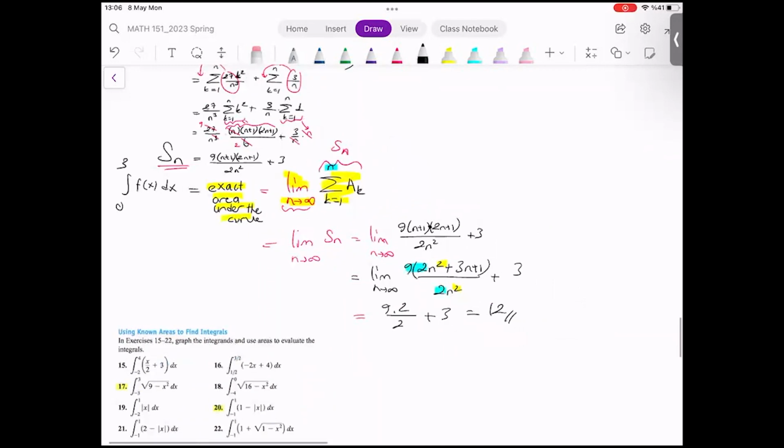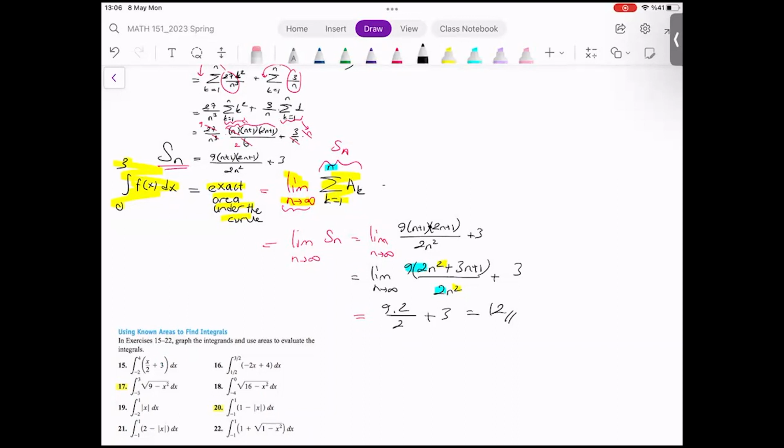Okay? So what is this positive real number 12? It is the exact area under the curve. And at the same time, it is the result of the definite integral. And how do we obtain it? By taking the limit as n goes to infinity of the Riemann sum, okay? So that's it.